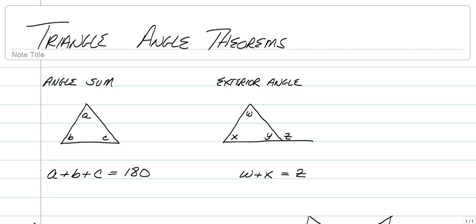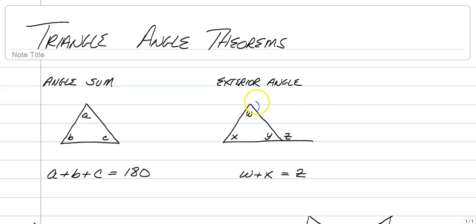So there are two main theorems when we talk about angles of a triangle that we're going to use. One of them is called the angle sum, which everybody should already know. All three angles of a triangle will add up to 180 degrees. But the one that's a little tricky, the first time you hear about it, is called the exterior angle theorem.